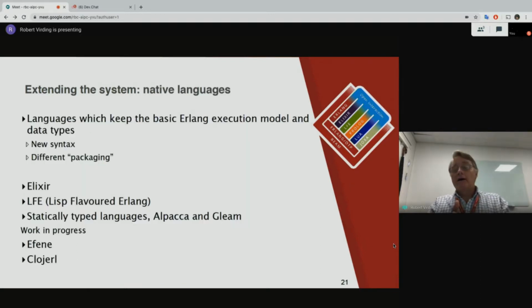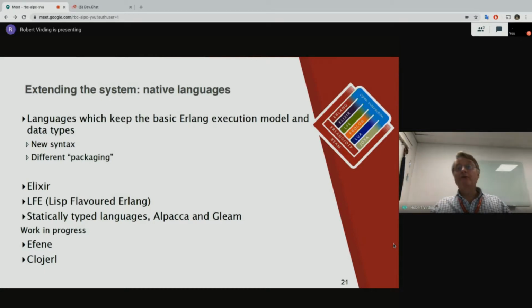So yeah, I call it 3 different ways of doing this. What I call here native languages are the ones that keep the basic Erlang execution model and data type. They're sort of Erlang at the bottom, and they might give you a new syntax. They might provide new different packaging and tools and things like this, but the basic level is still Erlang. And there are a number of these today.